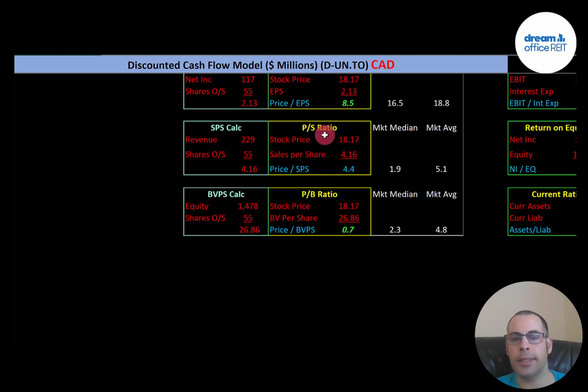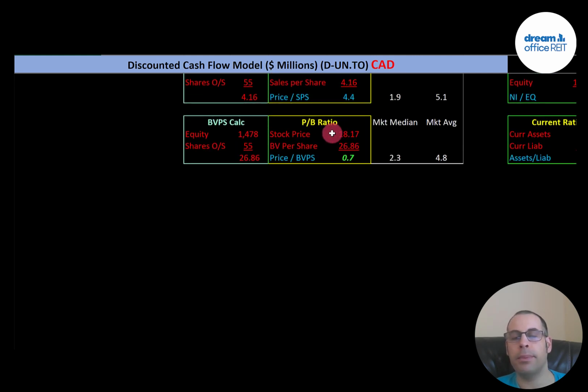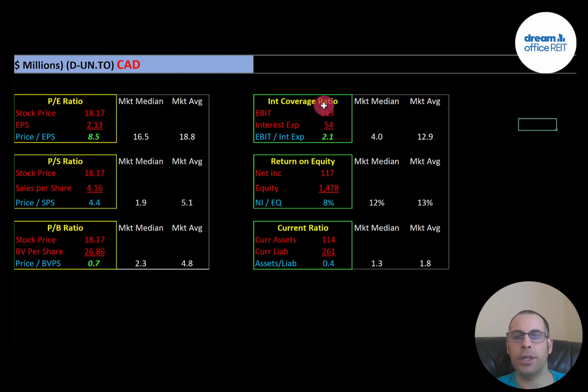Weak price to sales, that's stock price over sales per share. I like to see below 2.5, they're at 4.4. They have a good price to book, that's stock price over book value per share. I like to see below 3.5, they're at 0.7. Good interest coverage ratio, that's EBIT over interest expense. I like to see above 2, they're at 2.1. They have a low ROE, that's net income over equity. I like to see above 20%, they're at 8%.